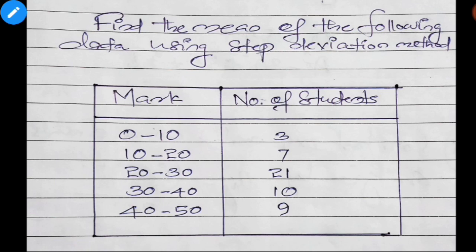Now we can do one example using the step deviation method. Find the mean of the following data using the step deviation method. We have two columns. First column is marks and second column is number of students. Marks is given in class interval form: 0 to 10, 10 to 20, 20 to 30, 30 to 40 and 40 to 50. And the corresponding frequencies, that is number of students: 3, 7, 21, 10 and 9. We need to find the arithmetic mean of this data using the step deviation method.